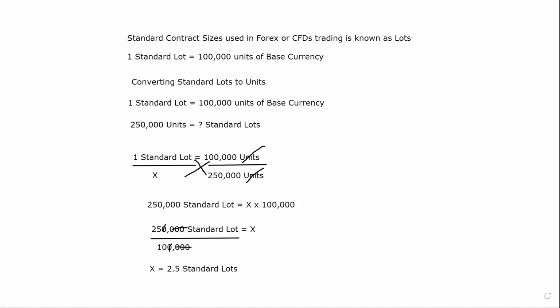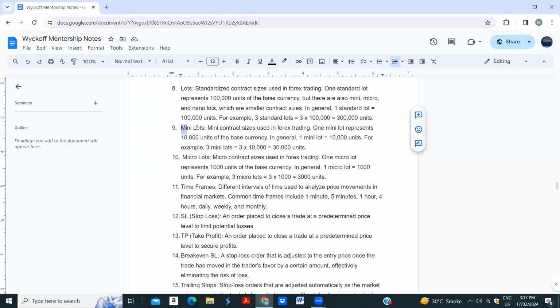Okay, now we're gonna go further, and we're gonna just scan through our next one, which is the mini lots. So mini lots are the mini contract sizes used in forex trading or CFD trading. One mini lot represents 10,000 units of the base currency. In general, one mini lot is equals to 10,000 units. For example, three mini lots is equals to 30,000 units. So I'm gonna just use the whiteboard to explain this.